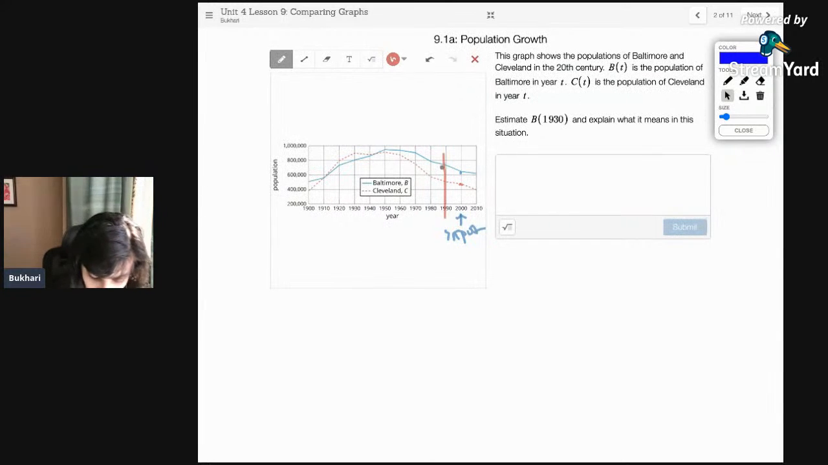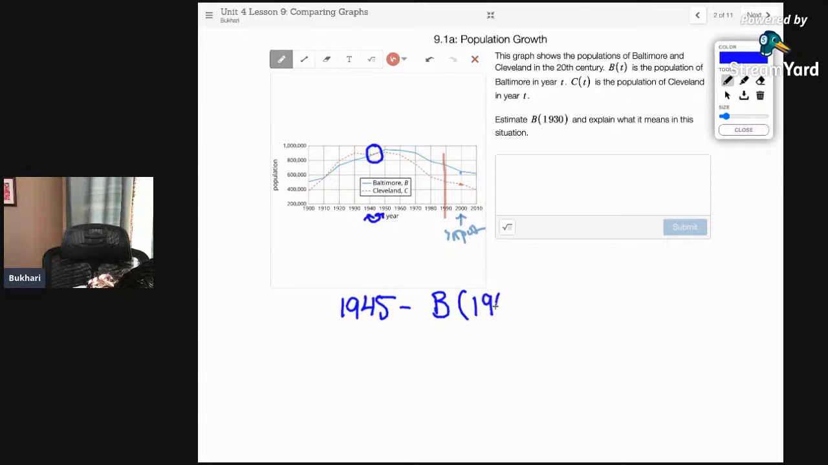And if you look at your graph, we're looking at comparing each of my scenarios. At what point is the population the same amount, which means my output value is the exact same? You can see that visually in your graph where the graphs intersect, because at this point, between 1940 and 1950, let's say around 1945, the population of Baltimore, my B of 1945, is around, I'm going to just say around 900,000.